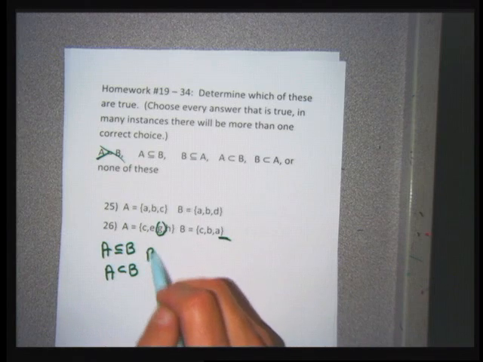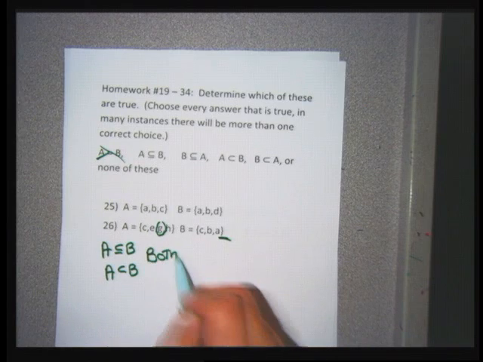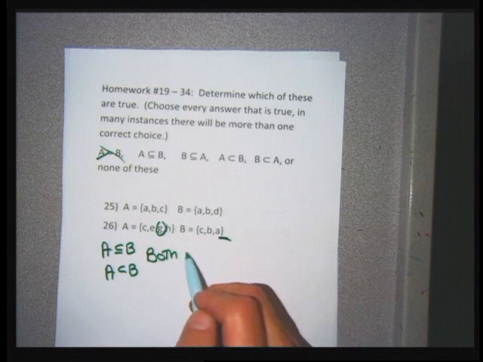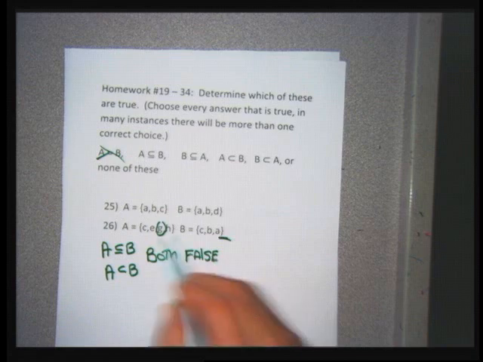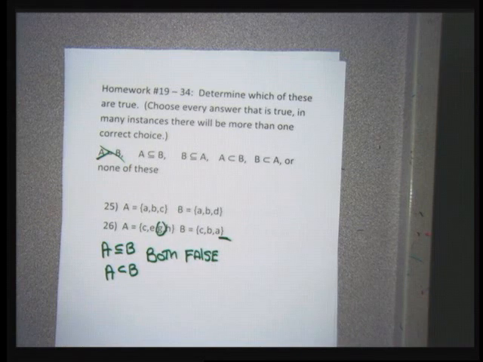These are both false. Because for either of those symbols to be true, A has to be contained in B, which means there can't be an element of A that's not in B. But there's a G there that's in A that's not in B. So those aren't any good.